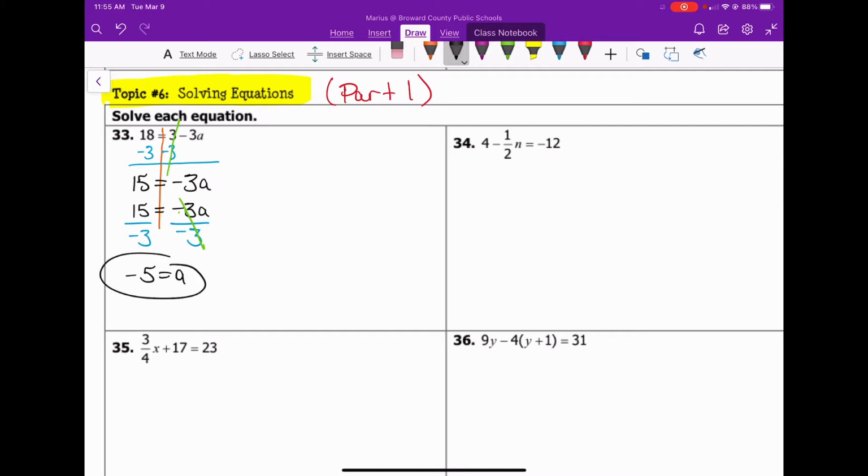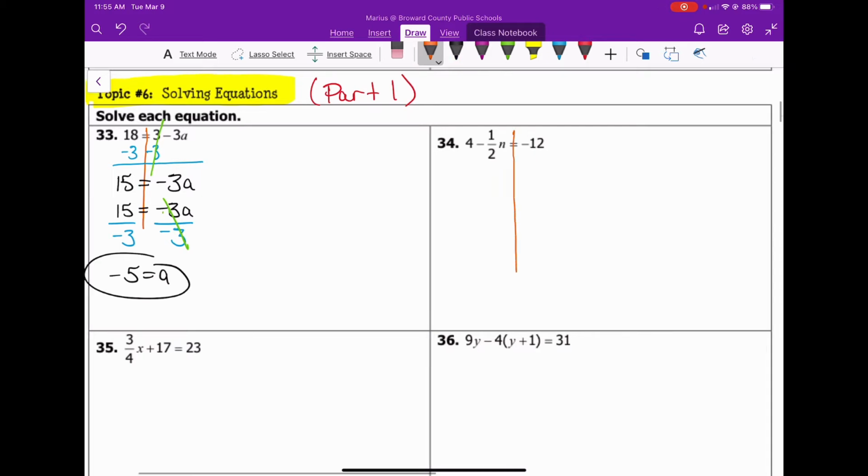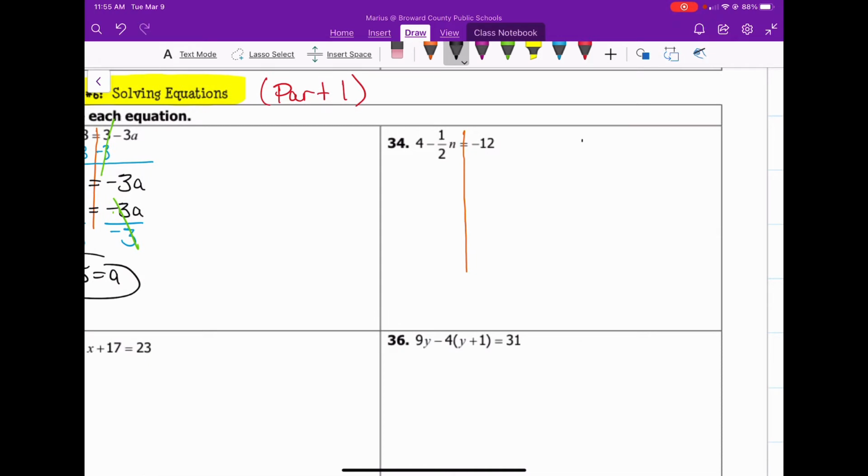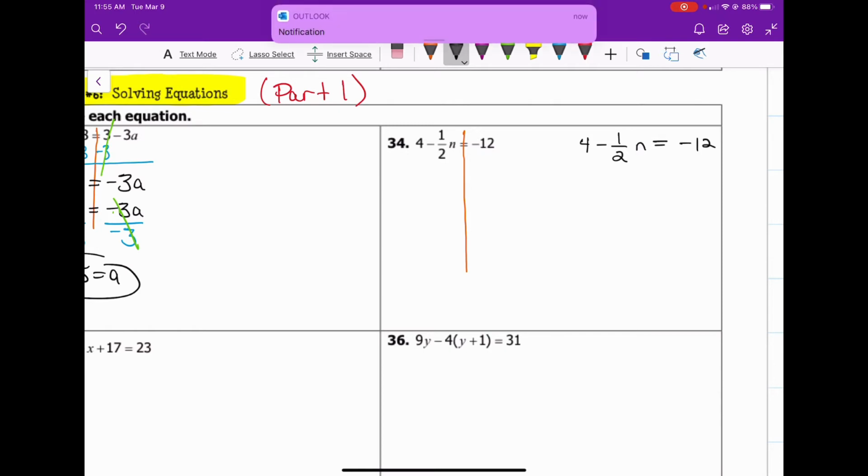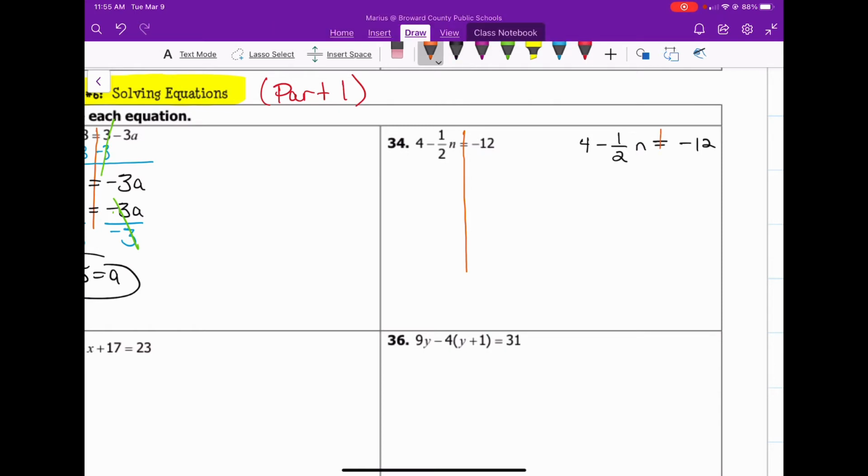Number 34. Once again, we want to draw a line down the middle of our equal sign to show that we have two sides, the left and the right. I'm also going to work this two different ways. The first way, I'm going to solve it how we would normally solve equations. And then the second way, I'm going to clear the fraction. That's how I'm going to do it the second time.